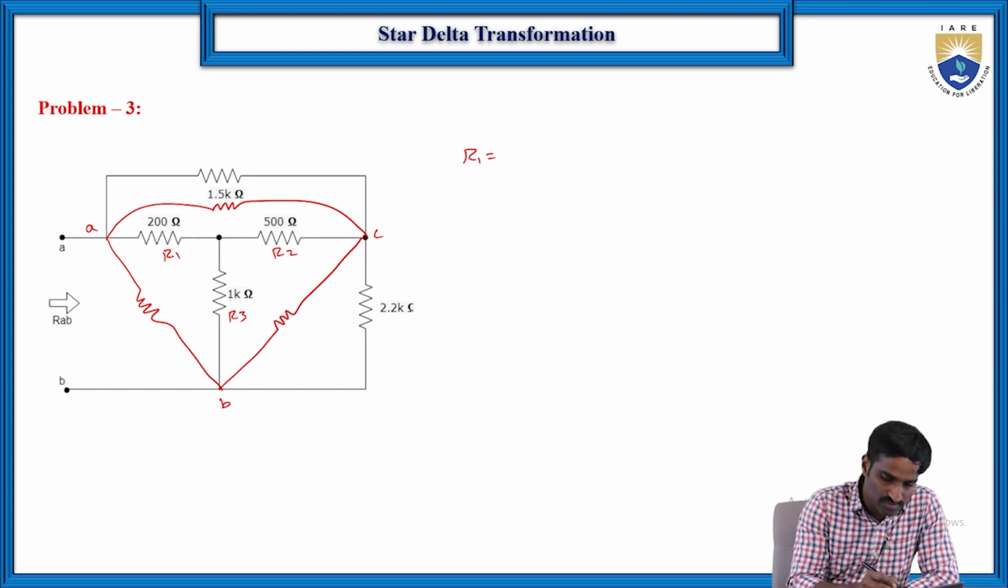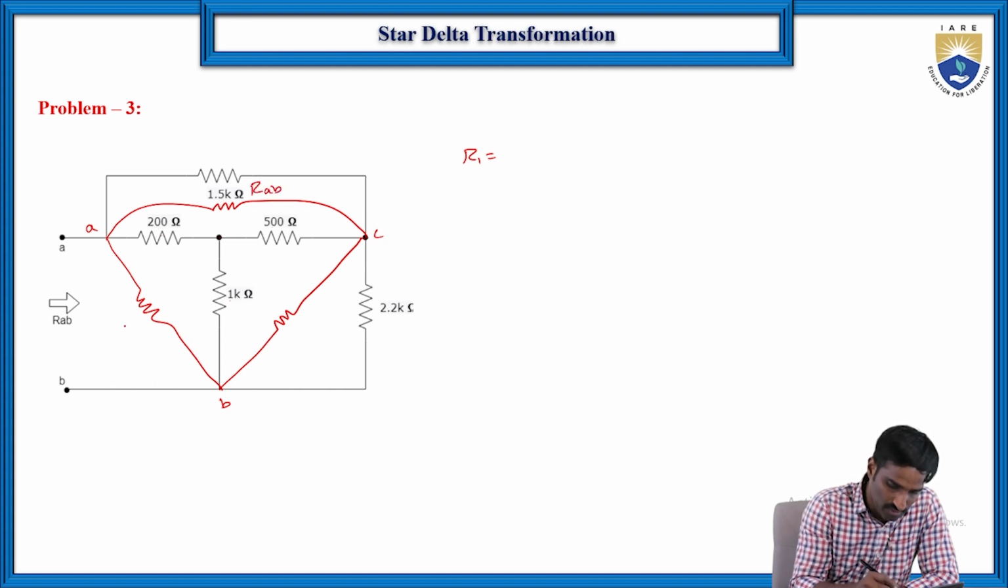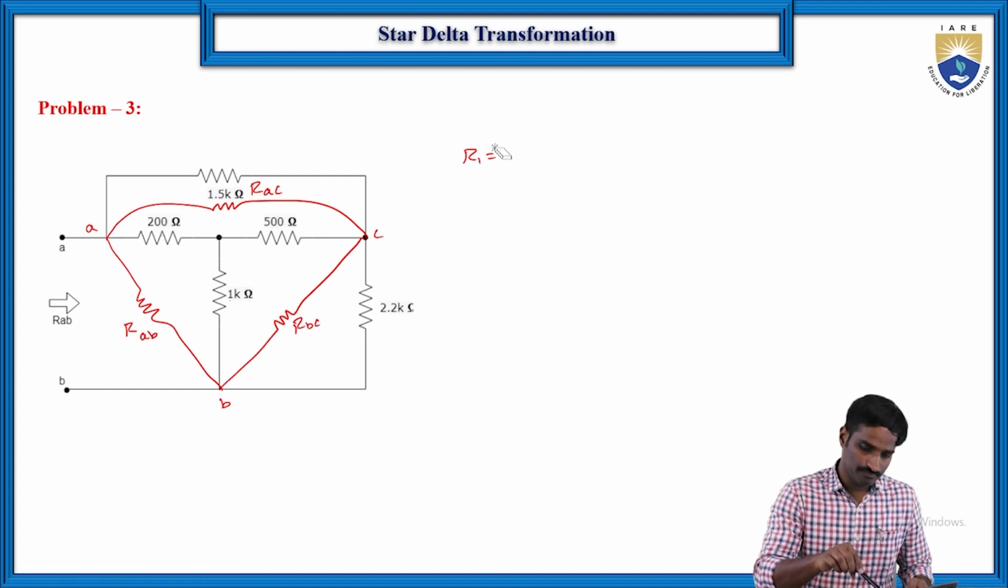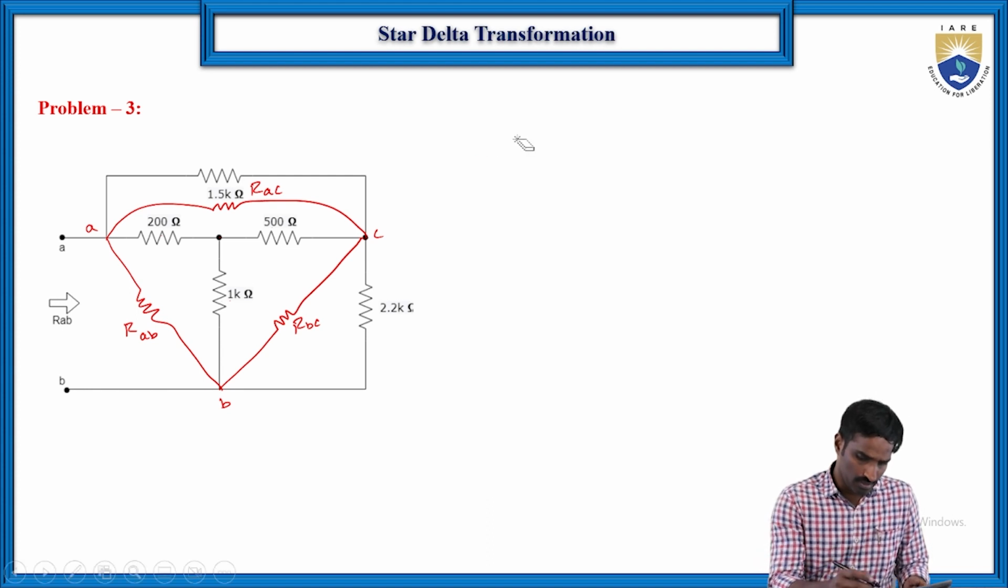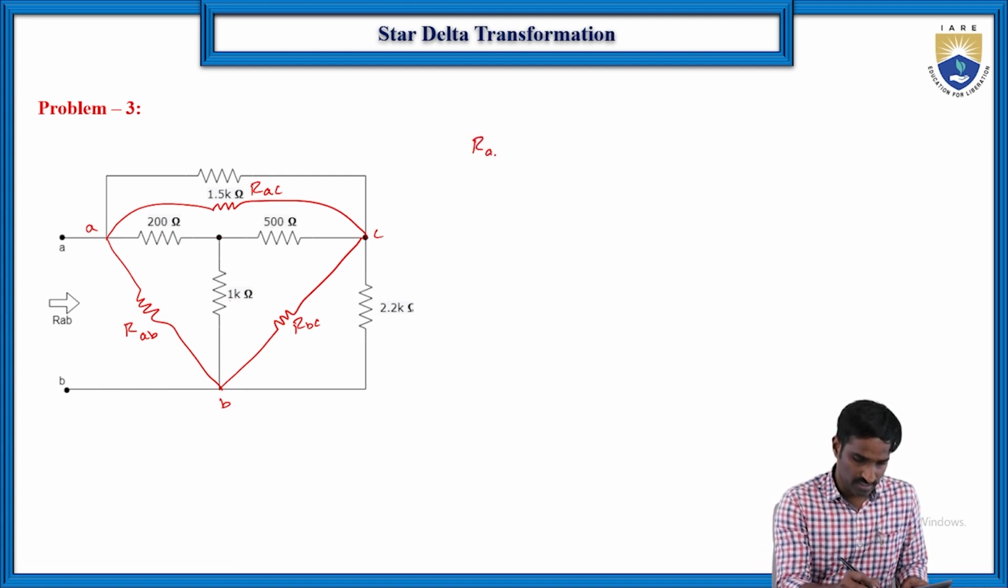So what are the two resistors which are connected here? These are not R1, R2, R3, because we already know these values. The same way here it is RAC, and here it is RAB, and here it is RBC, right? So now we need to find, first let us find RAB.